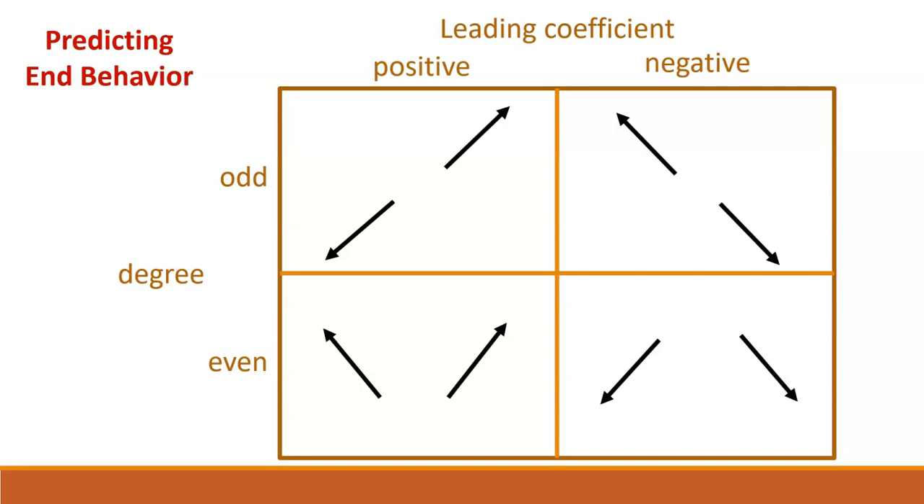Let's see if we can break this down a little bit. Suppose that the degree of our polynomial is odd. If that's the case, then the ends of the polynomial will go in opposite directions. Now suppose the degree is even. In that case, the ends of the polynomial will go in the same direction, either both up or both down. If the leading coefficient is positive, then we know that the right side of the polynomial's graph will be pointing up. And if the leading coefficient is negative, then we know the right side of the graph will be pointing down.